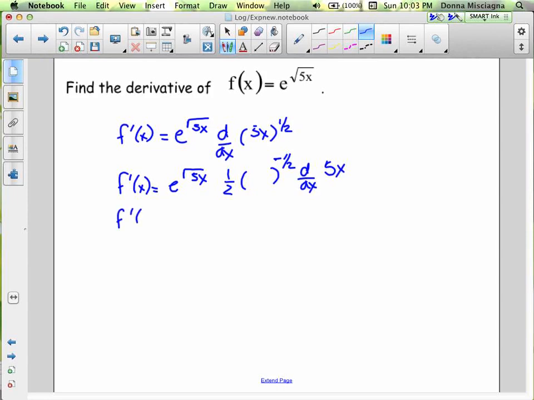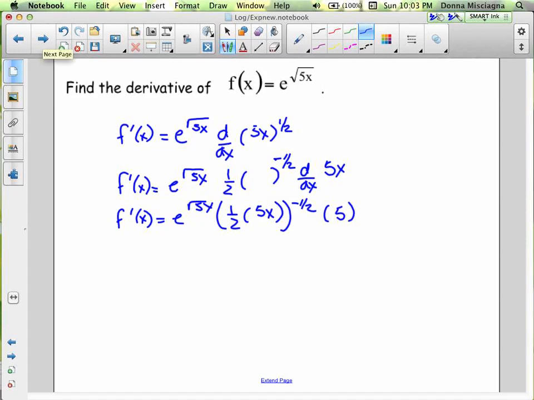All right, so now let's clean that up and fill in our blop. F prime of x is going to be equal to e to the square root of 5x times, and I'll put parentheses here, times 1/2, and our blop was 5x, to the negative 1/2 power, and the derivative of 5x, that's 5. Let's clean this up. It's all being multiplied. All right, let's simplify that. Let's get things where they belong.